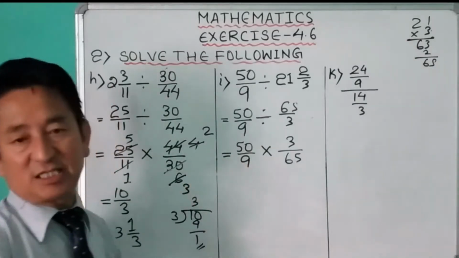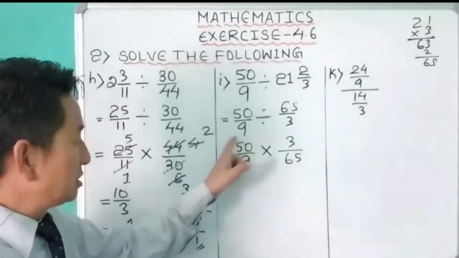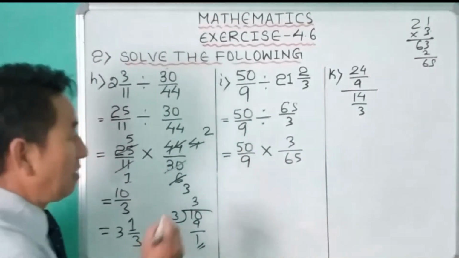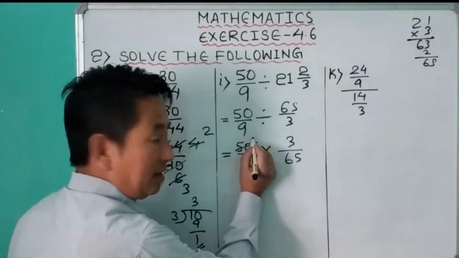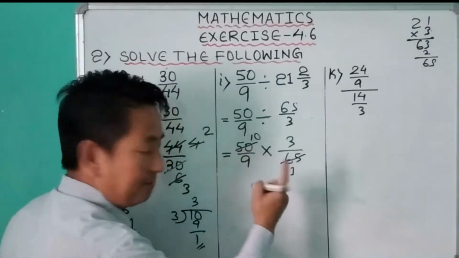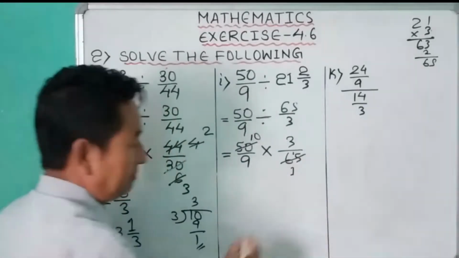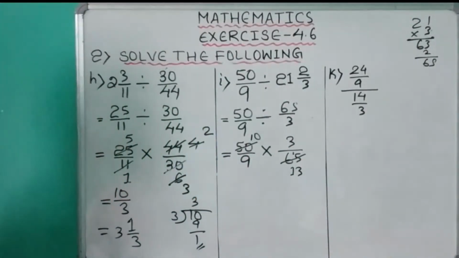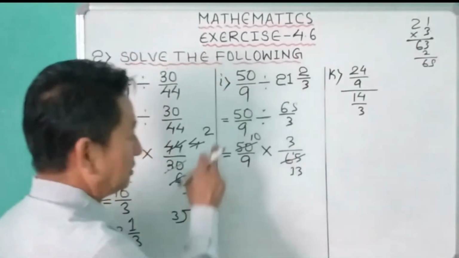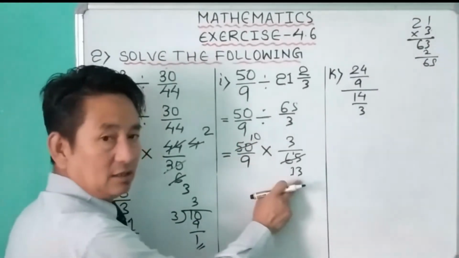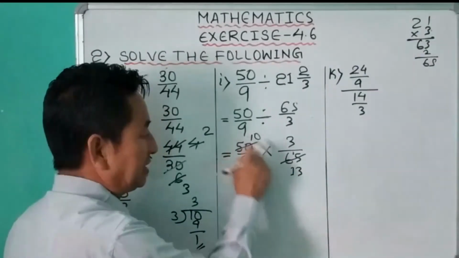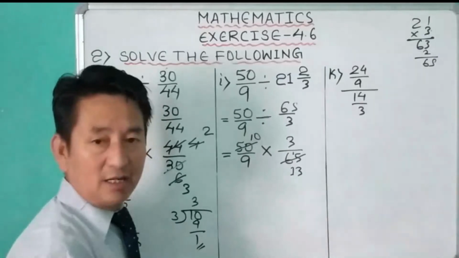Now 50 and 65. There is 0 in the ones place of 50 and 5 in the ones place of 65. Both are divisible by 5. 5 tens are 50. 5 ones are 5, 1 left from the 6, 15, 5 threes are 15. 5 13s are 65. Now we cannot cancel this 10 and 13 because 13 is a prime number. There is no common factor between 13 and 10.